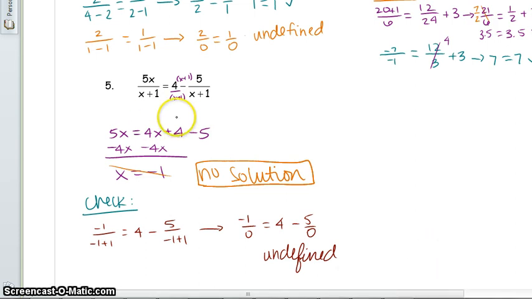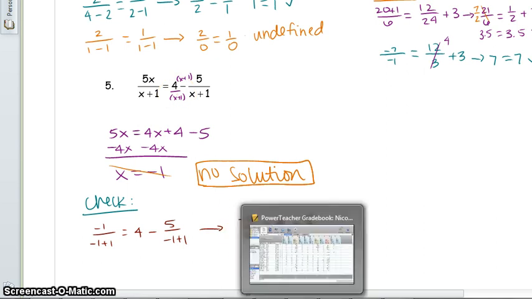Okay, so I decided to multiply top and bottom by x plus 1 for my 4 here, so I got common denominators, did my GCF. So we don't have to look at the bottom, and we just consider our numerators. So when we simplify, we get x equals negative 1. But when we check our answer, we end up getting 0 in our denominator, so our answer is undefined.